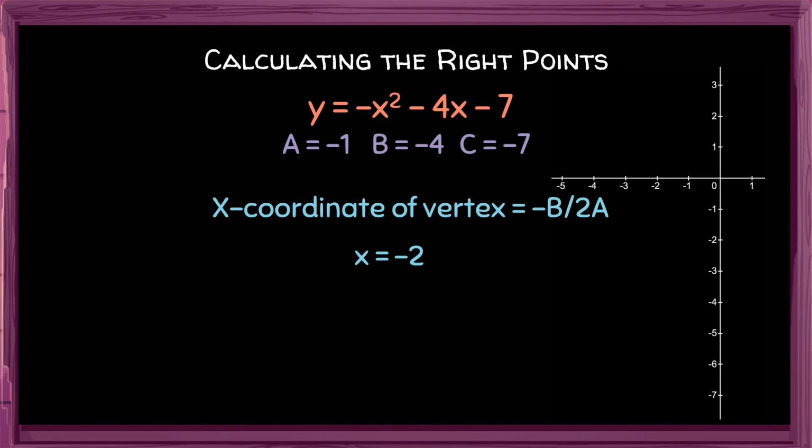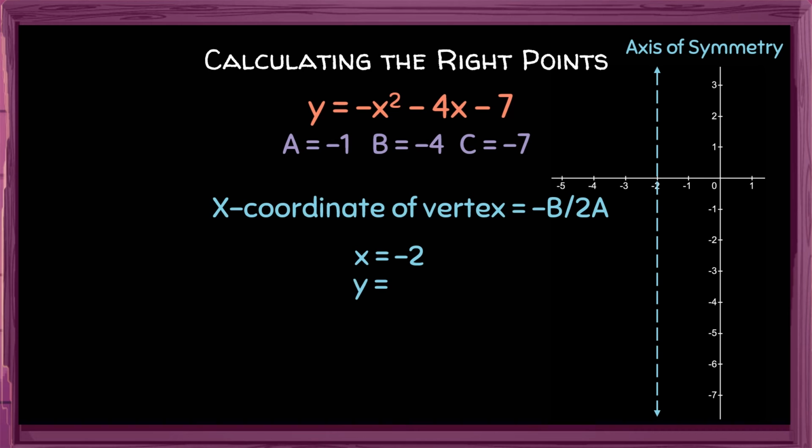That means our vertex will be somewhere along this line. We just need to figure out its y-coordinate. But remember, this line is helpful by itself because it's our axis of symmetry. The two arms of our parabola will be mirror images of each other across the axis of symmetry. Now let's plug our x-coordinate into our equation to figure out the y-coordinate of our vertex.